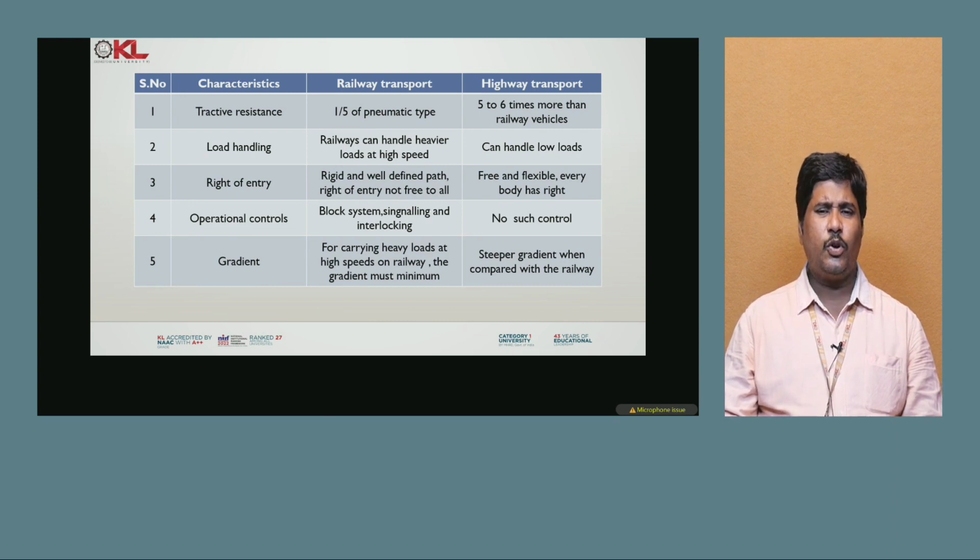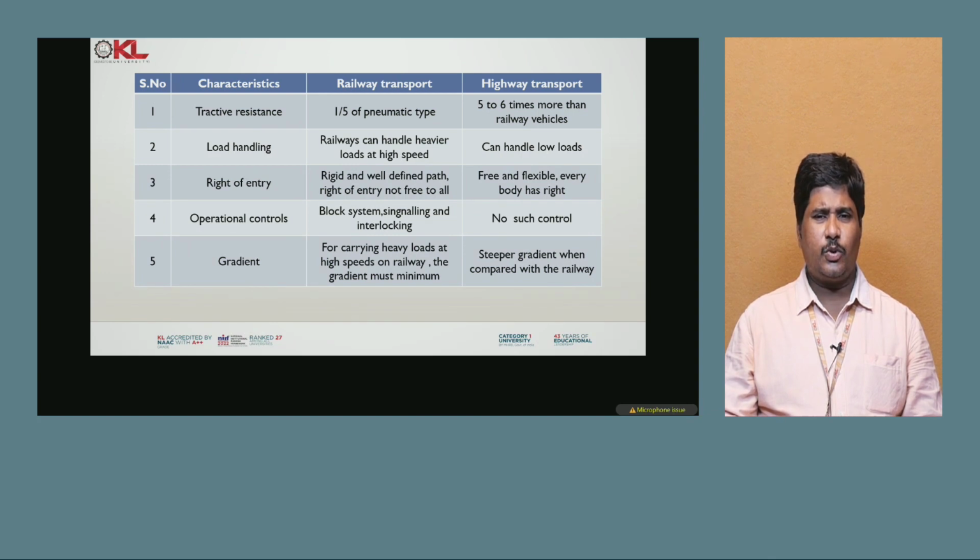If you have your own vehicle, you can access the highways like that. And operational controls: in the railway transport system, to control or operate the railways, certain systems are required. That is the block system, signaling and interlocking system. By means of these three, the operations of the railways will be controlled.